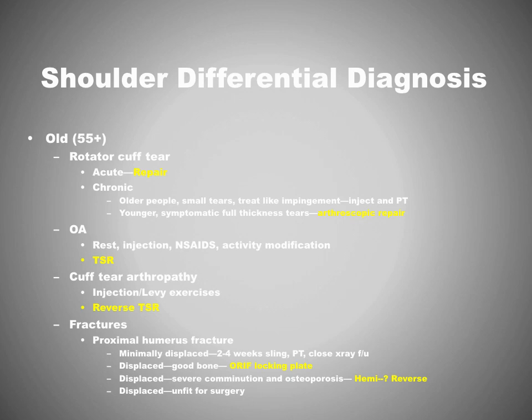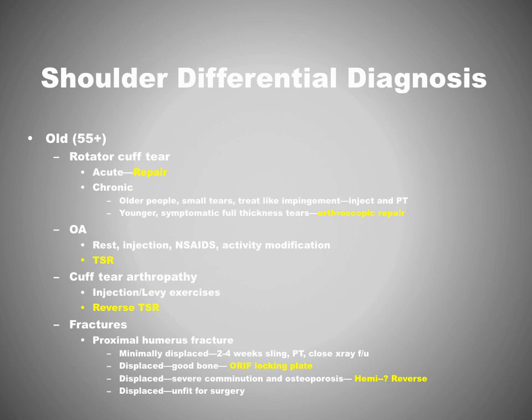Rest, injection, anti-inflammatories, activity modification. If none of these work and the pain is running their life, then it's an anatomic total shoulder replacement. Cuff tear arthropathy, we treat with injection, physical therapy with anterior deltoid reeducation and strengthening as per Ofer Levy in England. If that doesn't work, that would be a patient who gets a reverse total shoulder replacement.